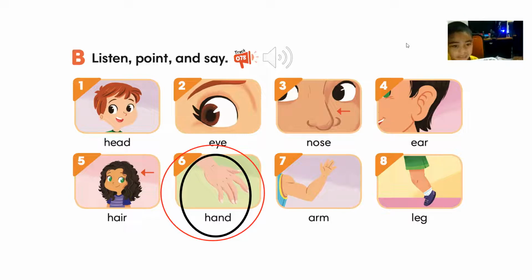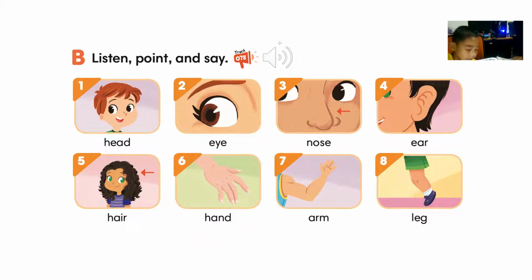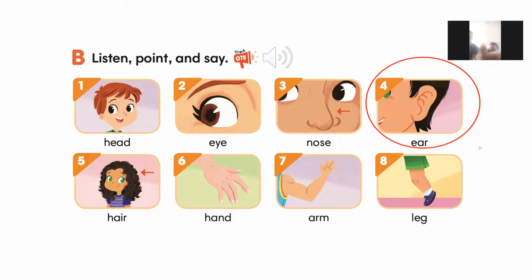Next student is Nua. Okay, next we have Nua. Nua, do you have an ear? Okay, repeat after me. Yes, I do.